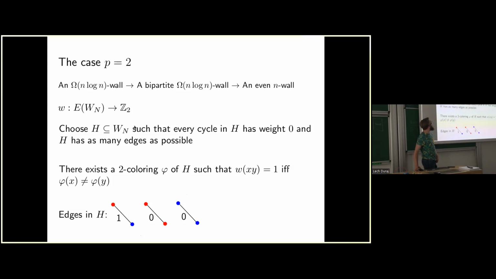H is this graph we choose. It's a subgraph, not reduced. It's a subgraph which has the property as described. So we want to find the largest, in some sense, bipartite subgraph of our wall.